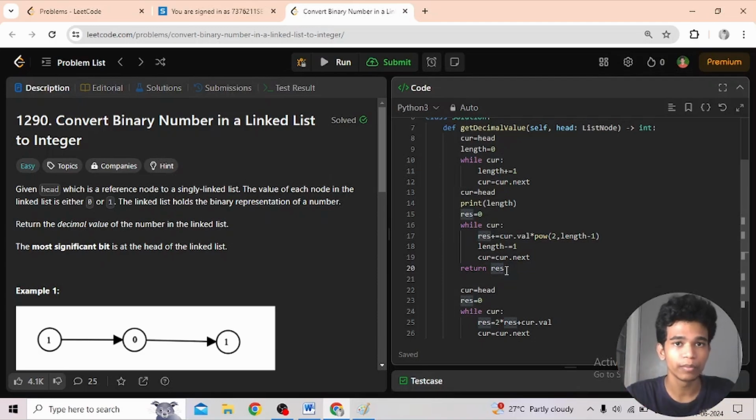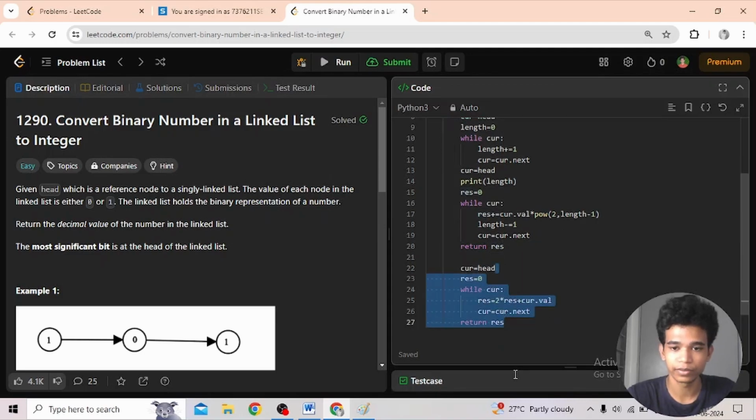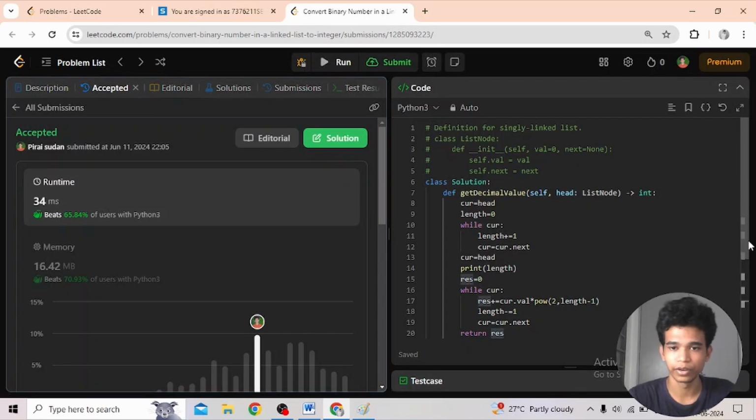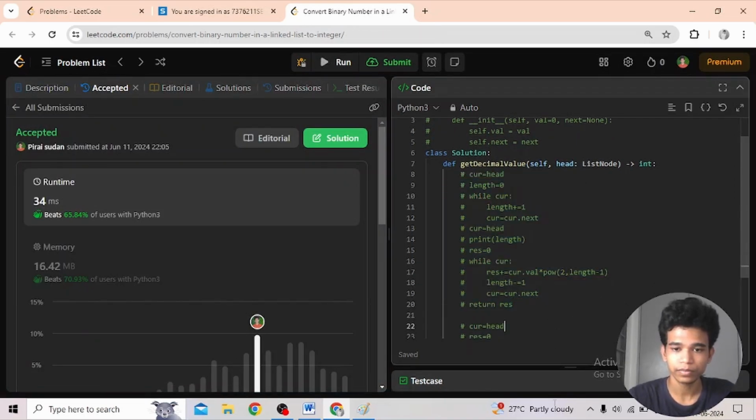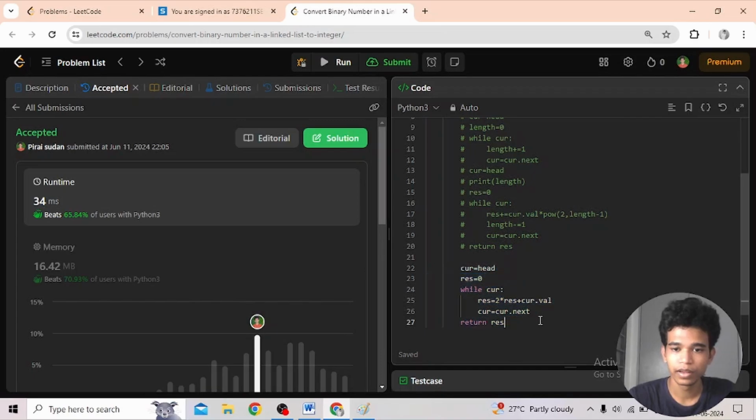Okay, so this is the power approach. Try by yourself the multiplication variable. Okay, let me run it. First of all, I will comment this. Let me run it. Yes, it is submitted successfully. Now let us see the optimal approach. See here, this is the optimal approach.